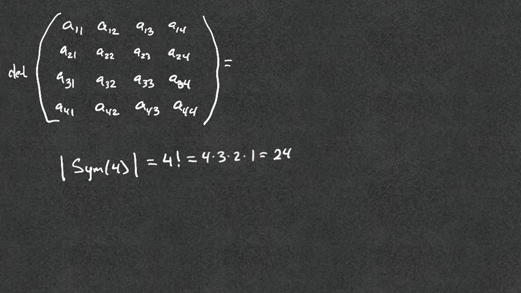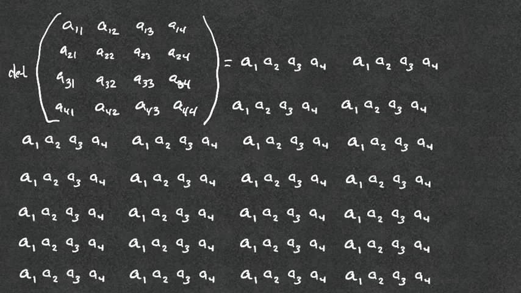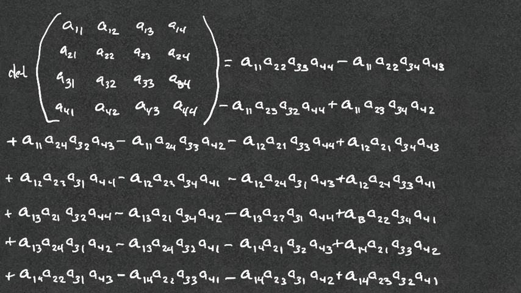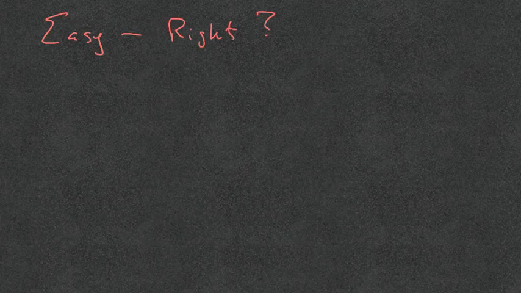So if we start off writing our 24 terms, we just write out 24 copies of our possible products. Now we just label all of our subscripts with all of our possible permutations. And finally, we put in all of our signs for our particular permutations. And voila, we have our determinant on 4x4 elements. And so that was really easy, right?